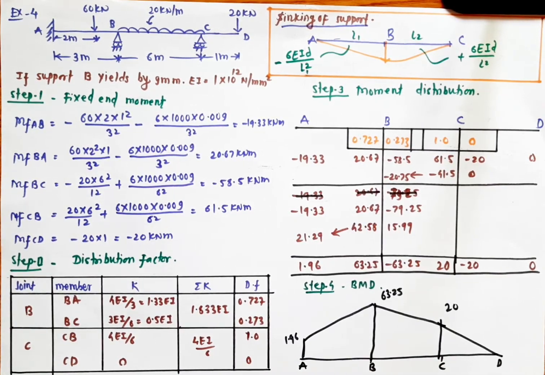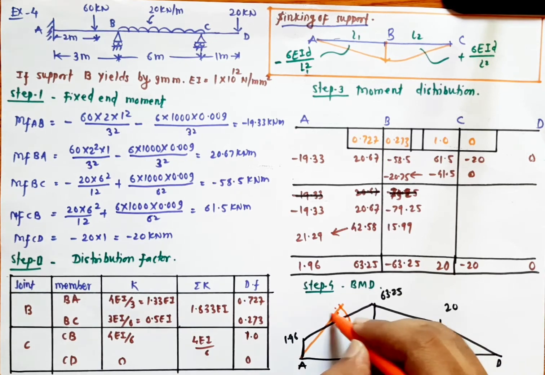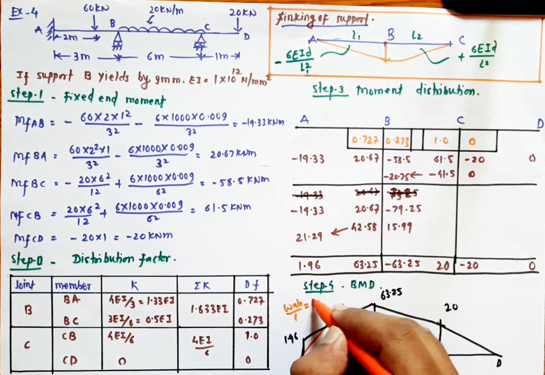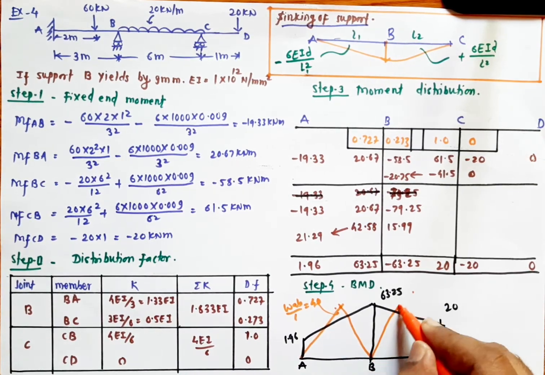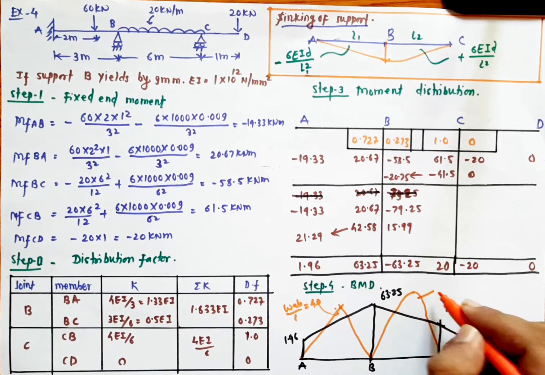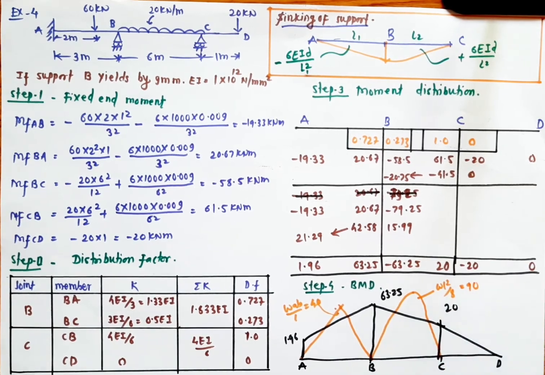Now the free end. For free end AB is an eccentric point load, that's why it is WAB by L. The answer is 4T, that's why it will be a triangle. BC is a UDL, that's why WL square by 8. The answer is 90. This will be a UDL, WL square by 8, ultimately the answer is 90. And for CD, nothing is there, there is no loading. It is a cantilever, which completes our bending moment diagram for this beam.